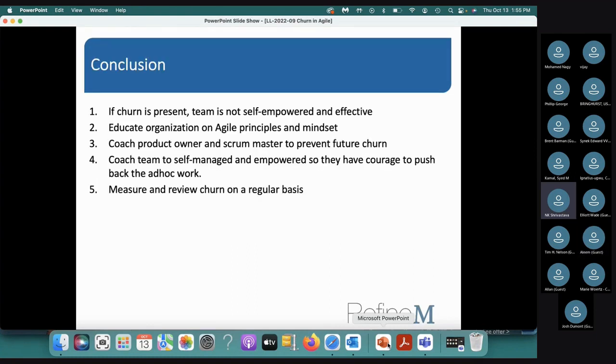So in conclusion, if churn is present, the team is not self-empowered and effective, right? Educate the organization on agile principles and mindset. Coach product owner and Scrum Master to prevent churn. Coach the team to be self-managed. Measure and review churn on a regular basis. Now, if you did all of this and still there is a lot of ad hoc work that comes, and that's the nature of the work, then if there is a consistent churn, that may be an indicator that you should be a Kanban team rather than a Scrum team.